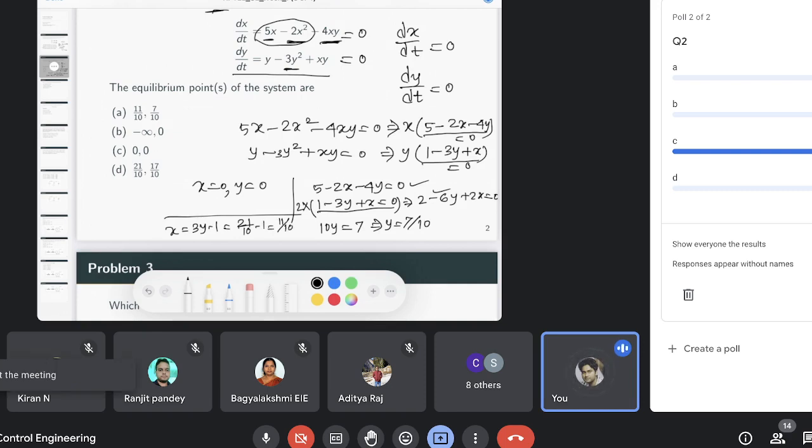Just basic computation: you have to solve this equation. Then you see that the equilibrium points are (0, 0), that is the trivial one, and another one is (11/10, 7/10). So these are the two equilibrium points. I hope it is clear. If no doubt is there, then we can move to the next question.